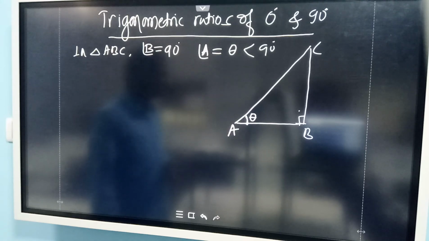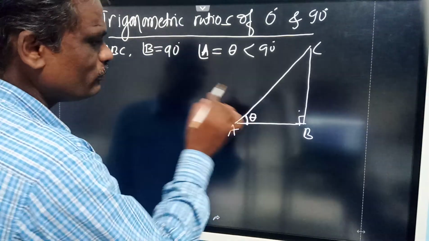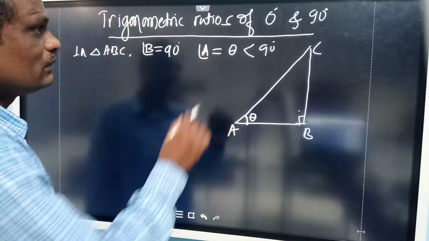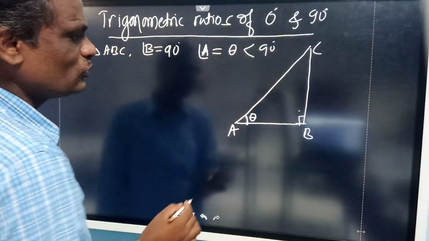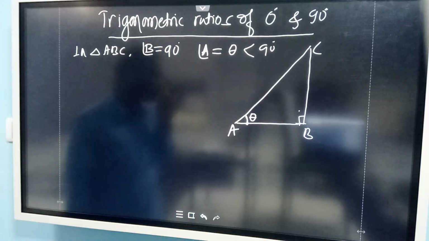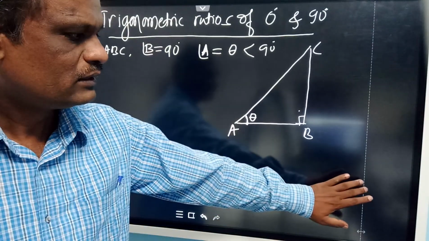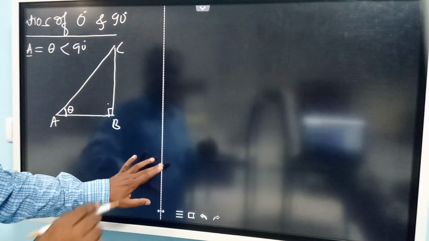So now we want 0 degrees. We want 0 degrees, that means this theta should become 0. I want 0 degrees, which means this theta should become 0. So let me draw 1 or 2 diagrams here to make you understand.